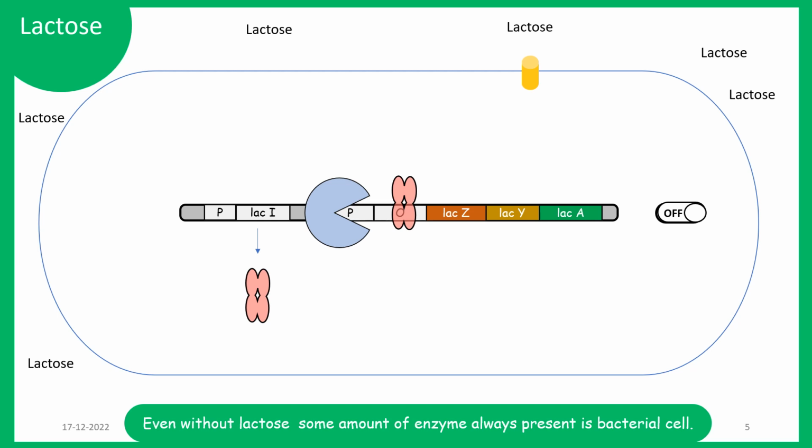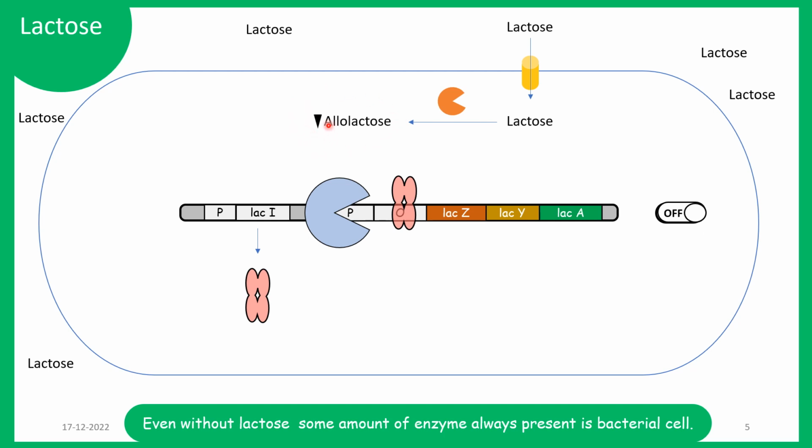So when lactose is present in the media, lactose comes into the cell using a permease enzyme. Now this lactose is converted into allolactose using the enzyme beta galactosidase. Now this allolactose is acting like an inducer, because it induces the Lac Operon. So how does it induce the Lac Operon? Let's see.